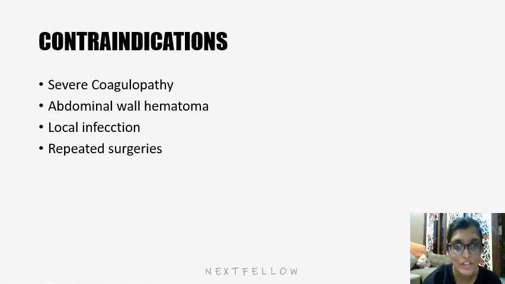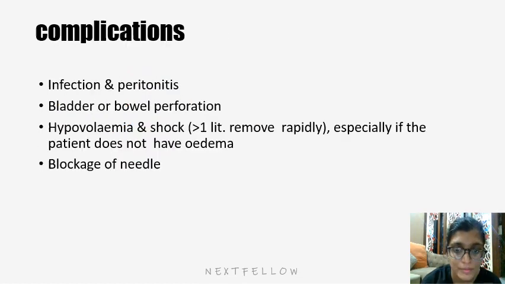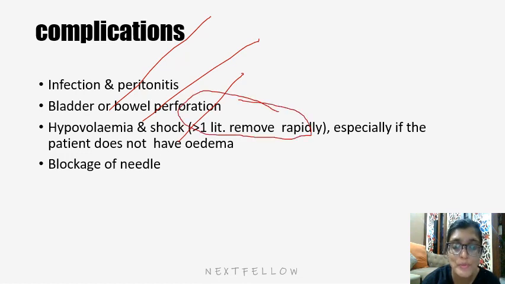Coming to the contraindications of the procedure: severe coagulopathy, abdominal wall hematoma, any kind of local infection, or repeated surgeries in the patient. The complications of the procedure are infection and peritonitis. There can be bladder or bowel perforation, hypovolemia or shock, if greater than 1 liter of fluid is removed very rapidly, especially if the patient does not have edema, and there can be blockage of the needle.